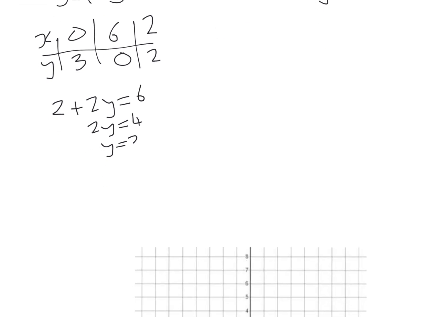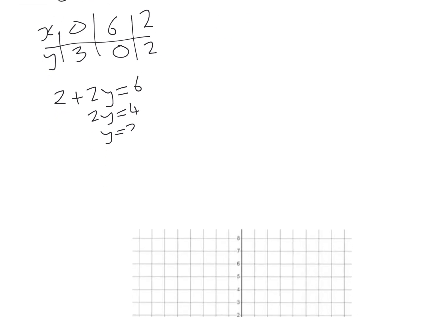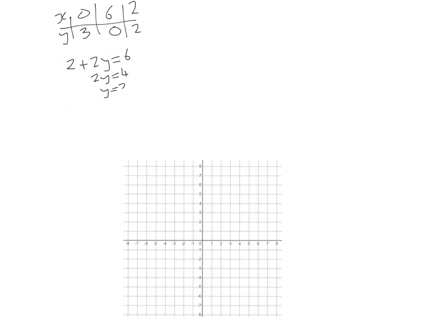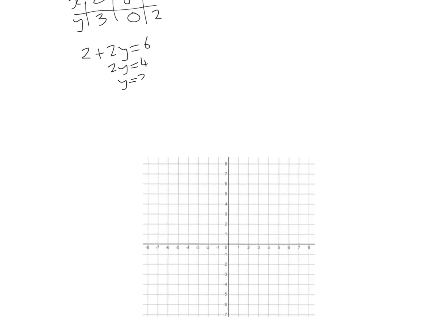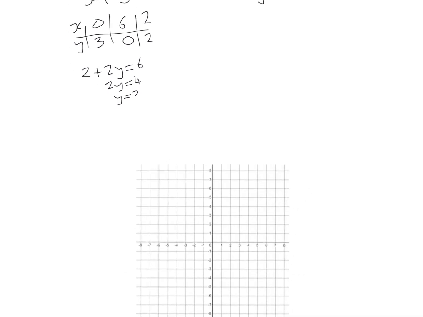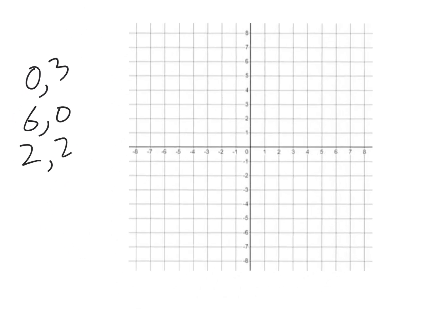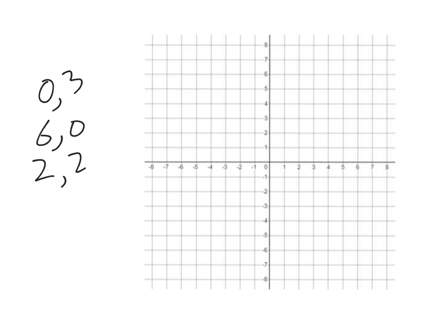We need to plot those 3 points onto our axis. So we're plotting the points 0, 3, 6, 0, and 2, 2. Let's write them down here first of all.